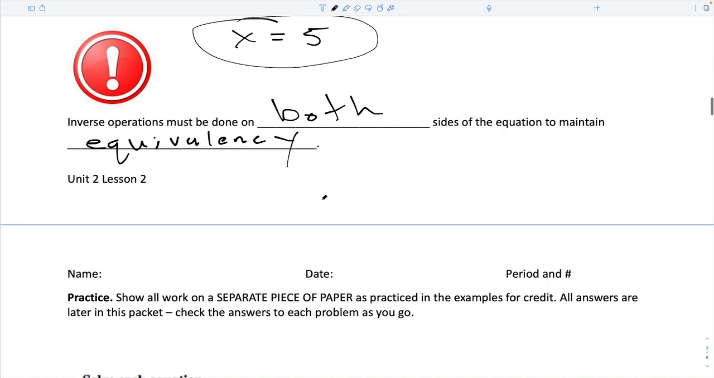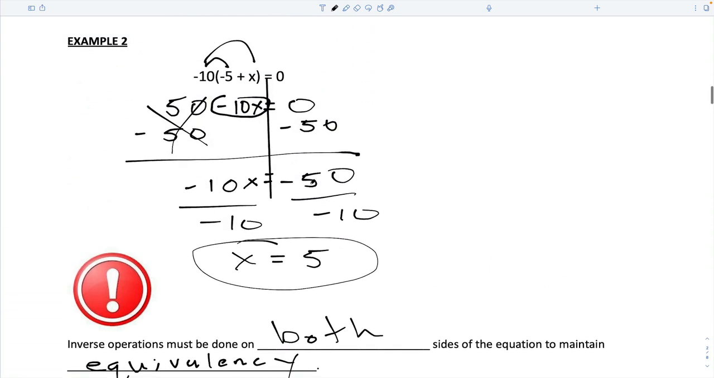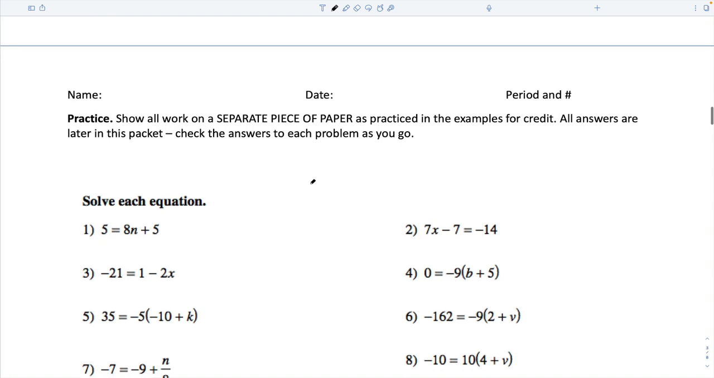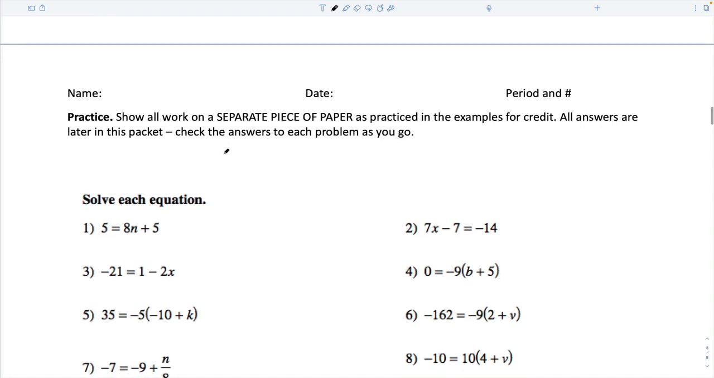Wait, what's the top one? Both? Oh, simplify, simplifying, distribute, like term. I had to put more lead in my pencil. We're gonna have to do this. Get lined paper.